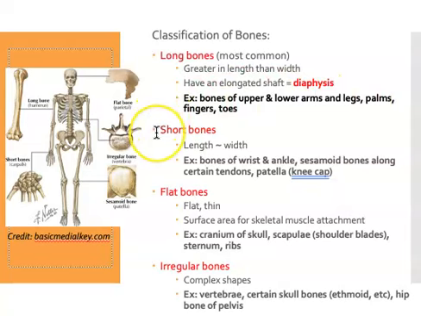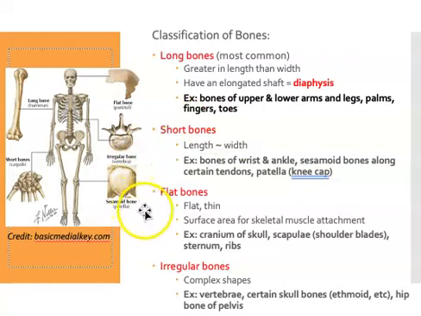Next on the list are the short bones. A short bone is a bone that has a length that is approximately the same as its width. So if you think about the various bones that are in the wrist, bones that make up the ankle, those are short bones. There are bones called sesamoid bones that lie along certain tendons in the body. The patella or the kneecap is another short bone. The length is approximately equal to the width of the bone.